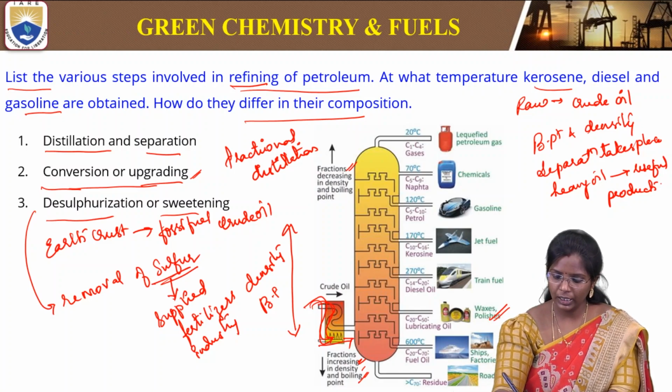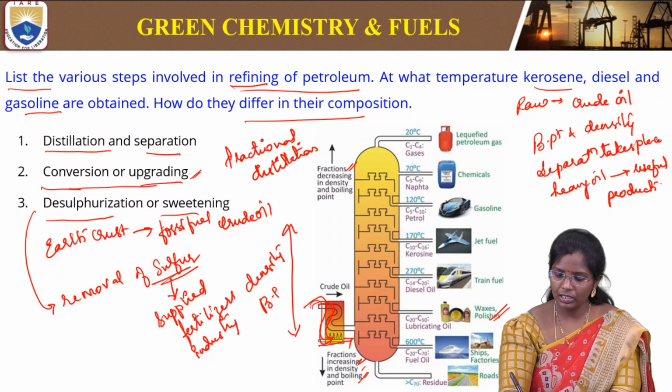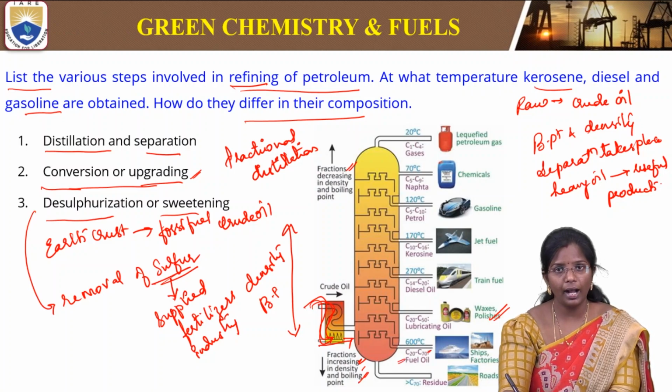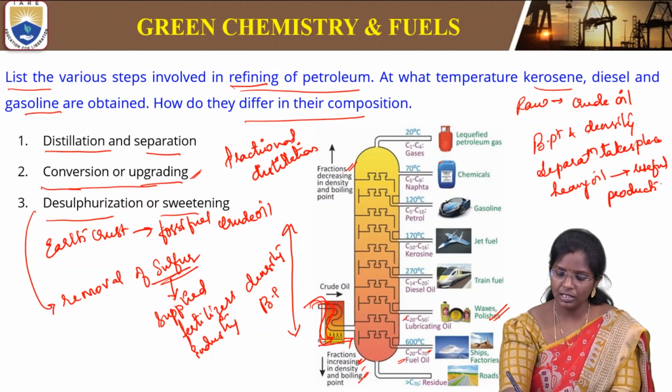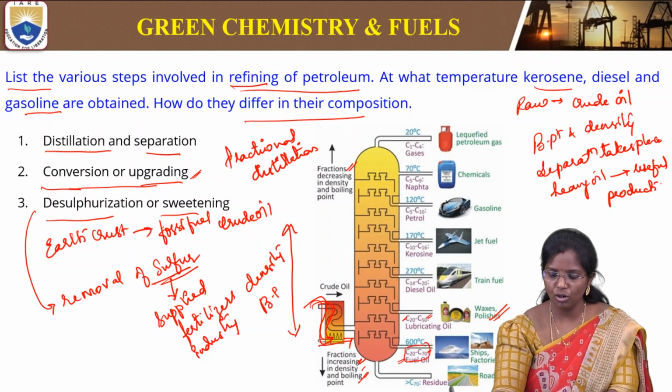If you see here, these are C20 to C70. This is the carbon chain present in that particular compound, and this is C20 to C50. Whenever the fraction is very heavy, the temperature is also high.